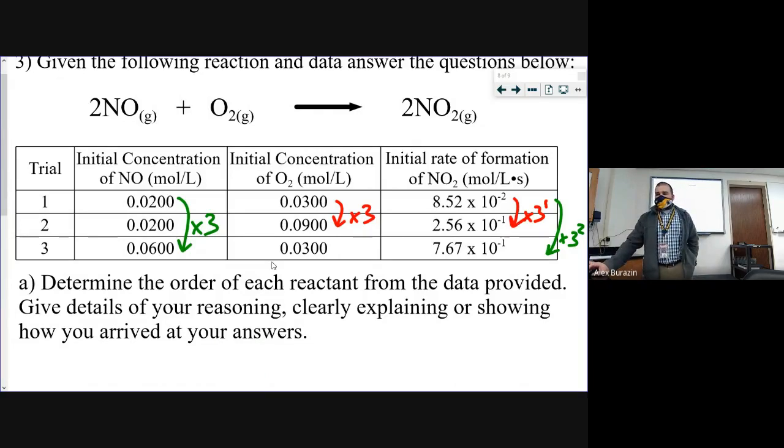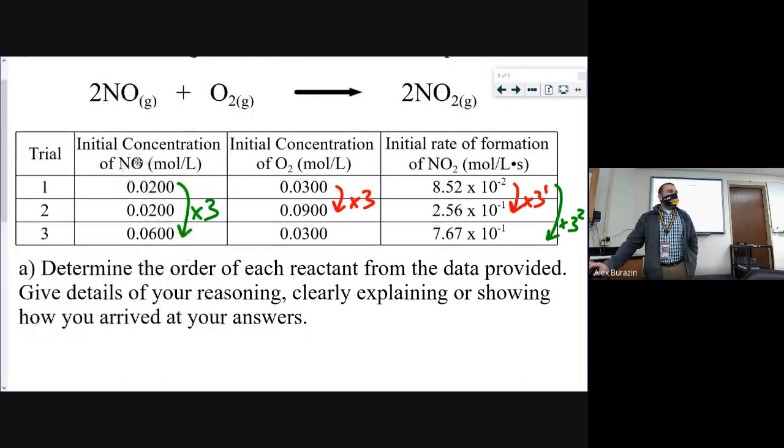For the next chunk, we want to analyze the other reactant. I need to analyze these independently, so I want one to remain constant and the other one to change. From trials 1 and 3, you can see the molarity of oxygen is constant, but the molarity of nitrogen monoxide was tripled. What happens to the rate? Well, it's going to change by the exact same factor raised to a power. The power is the order. So I see this triples, I automatically put times 3 over here.